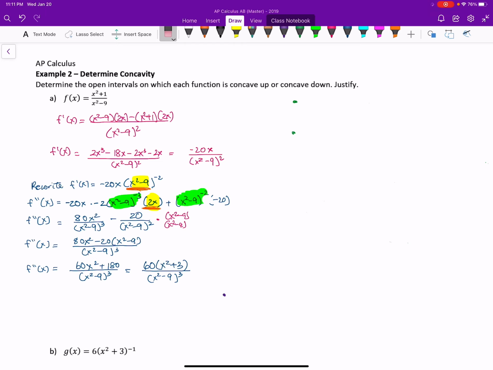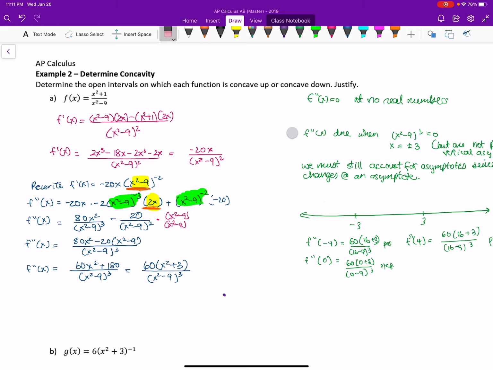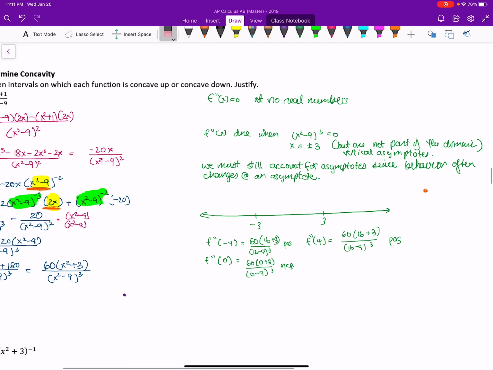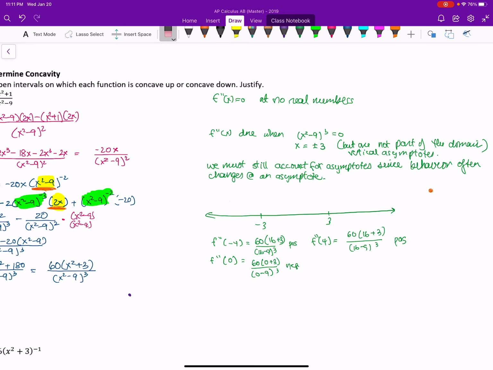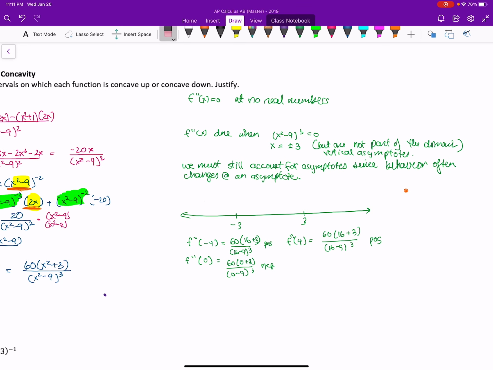So once we have that, I have to find where the second derivative is equal to 0. In this case, it happens nowhere because x squared plus 3 is not going to give me any real numbers, so it's not going to be equal to 0 anywhere. And then we're going to look at where it's undefined, and it happens to be undefined where the denominator is equal to 0. I just wanted you to keep in mind that those are the vertical asymptotes. It changes behavior there, but they're not actually part of the graph, okay? So we must still account for the asymptotes since the behavior often changes there.